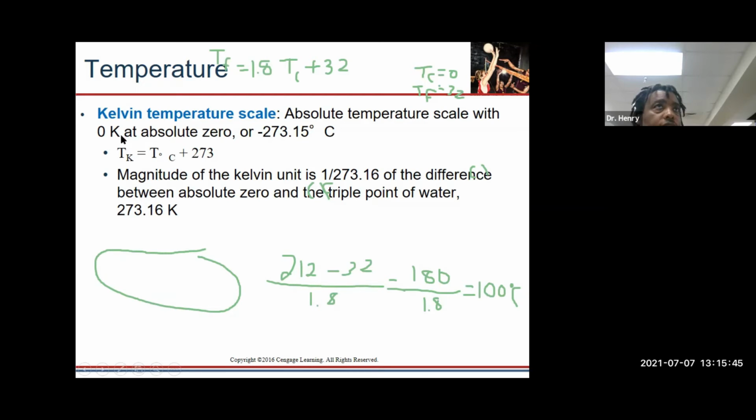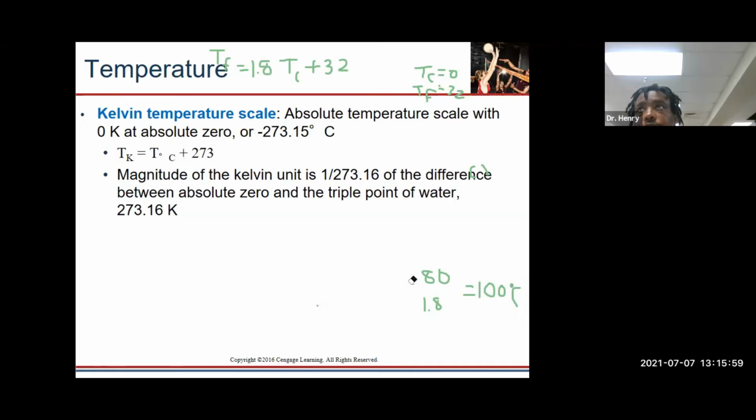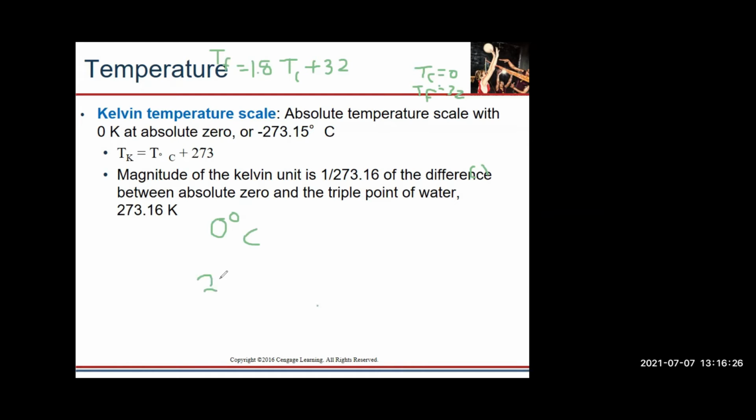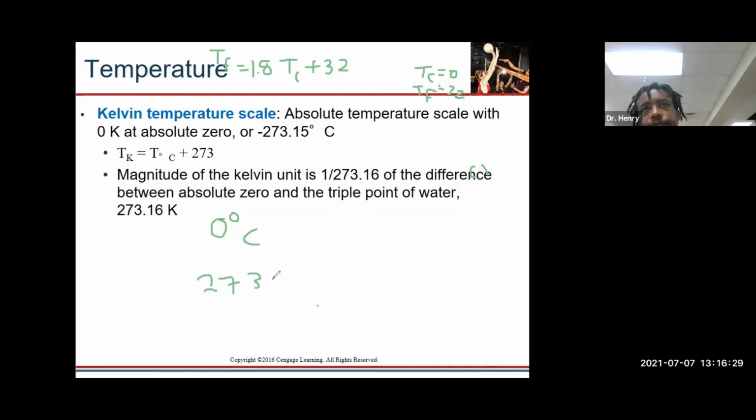So the way I would do that is T Kelvin is equal to T Celsius plus 273.15 to be exact, but you can get away with dropping that 0.15 because it's so small relative to the other number. Okay, so if I have 0 degrees Celsius, which is freezing, how much is that in Kelvin? 273 plus 0 is going to equal 273.